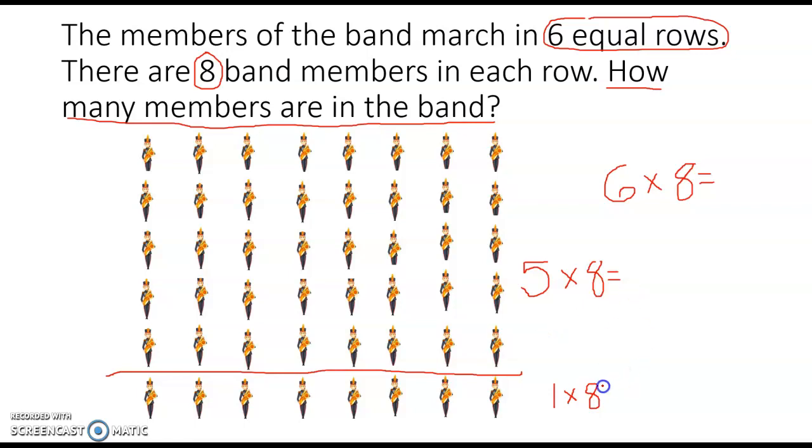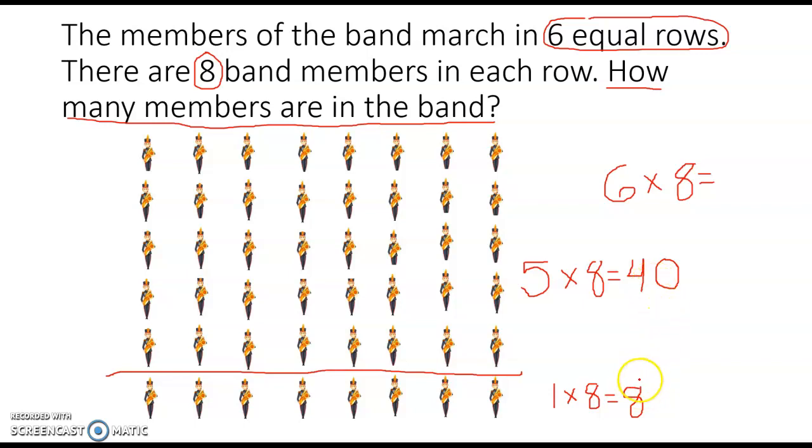Let's find a product for each of these, and then we'll add them together to find the sum. So 5, 10, 15, 20, 25, 30, 35, 40. 5 times 8 is 40. And then down here, 1 times 8, we know anything multiplied by 1 stays the same. So 1 times 8 is 8.